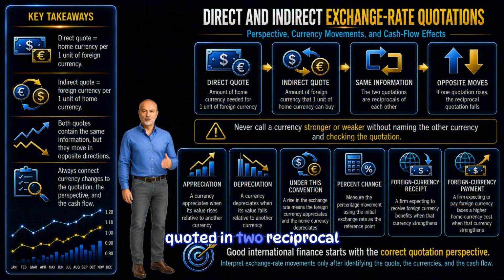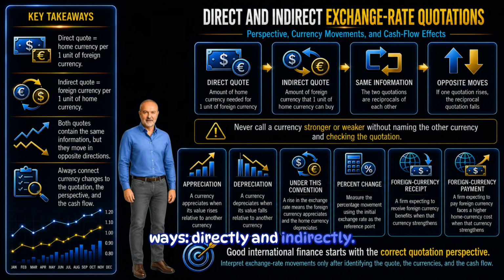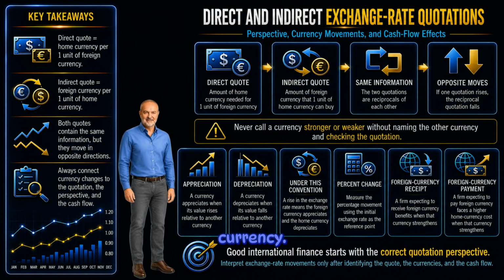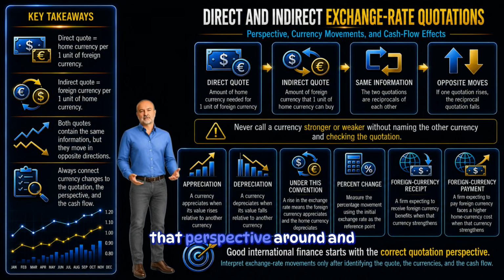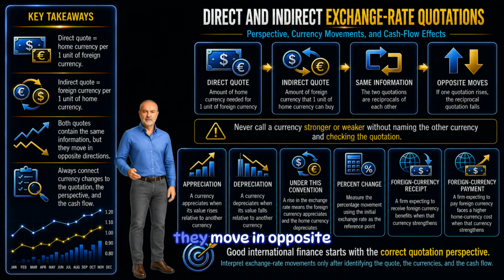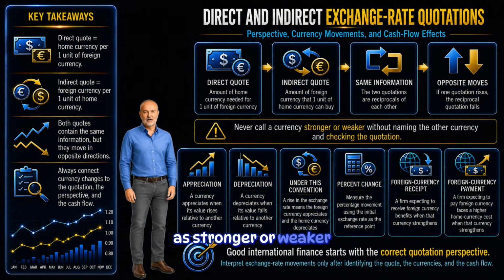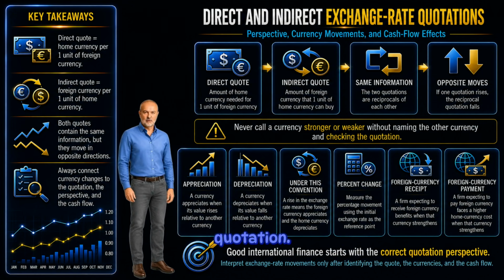Exchange rates can be quoted in two reciprocal ways, directly and indirectly. A direct quote states the amount of home currency needed to obtain one unit of foreign currency. An indirect quote turns that perspective around and states how much foreign currency one unit of home currency can buy. Both quotations contain the same economic information, but they move in opposite directions. This is one of the most common sources of confusion in international finance. A rising direct quote may represent a weakening home currency, while the corresponding indirect quote is falling. Never describe a currency as stronger or weaker without naming the other currency and checking the quotation.